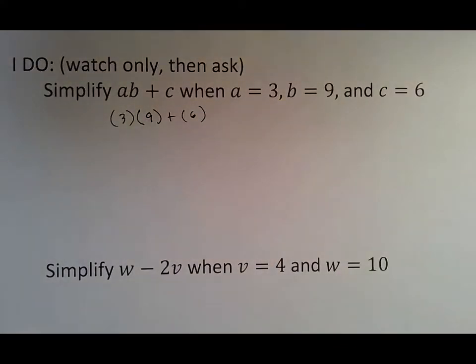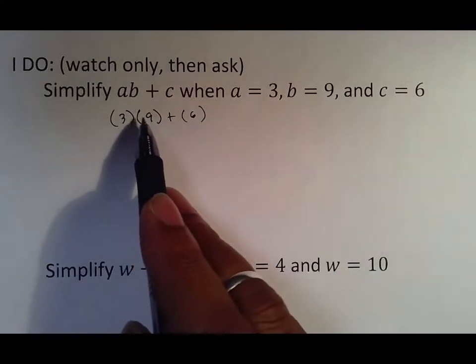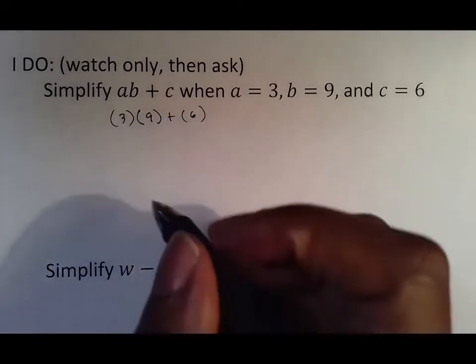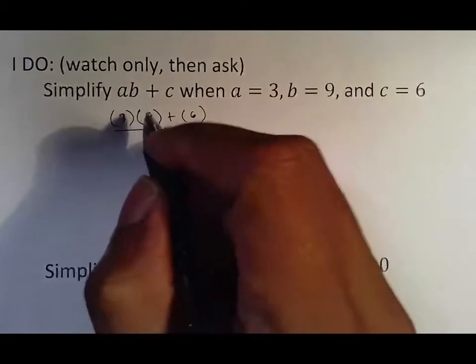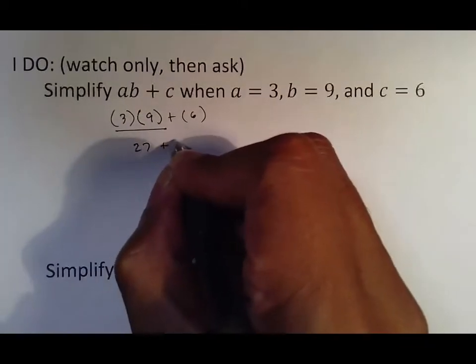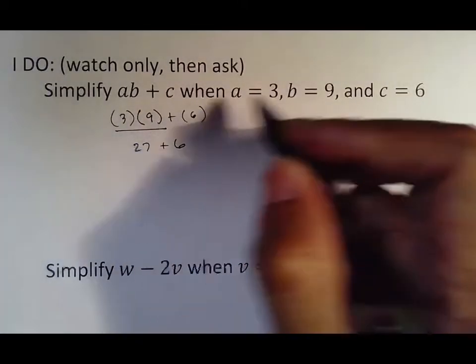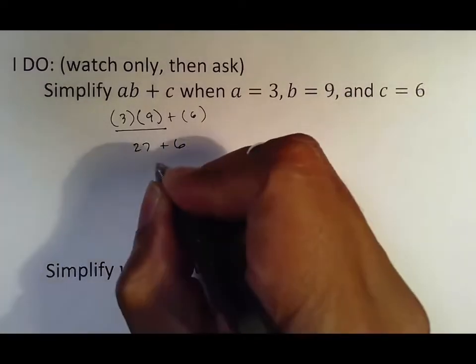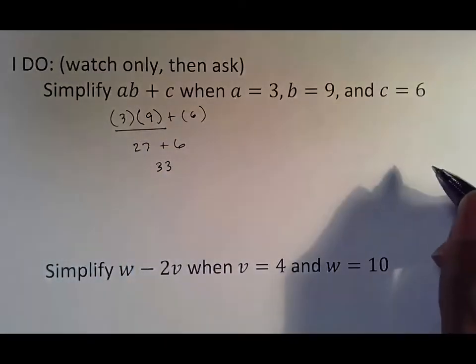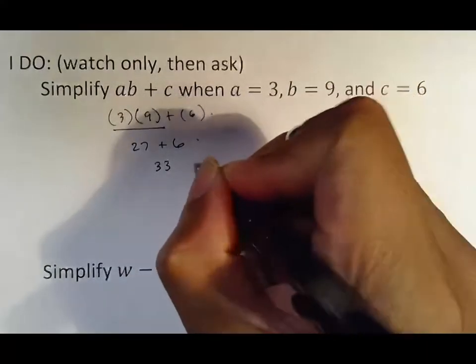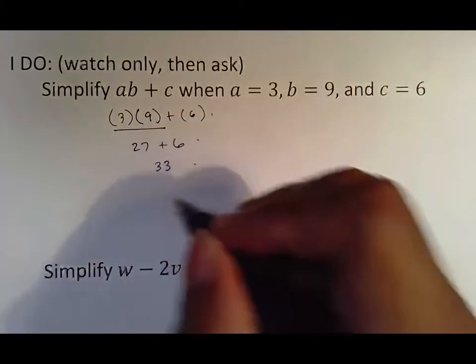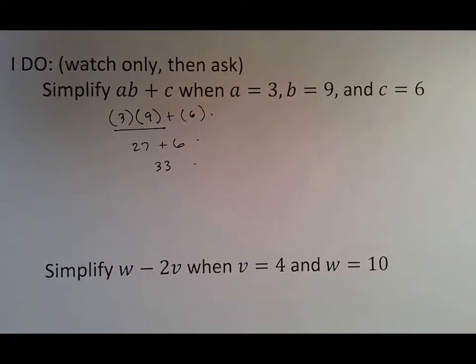Now what I have is my problem, but notice this is multiplication, that is addition. Well, which one's stronger, multiplication or addition? It is the multiplication. 3 times 9 is 27. Bring down your plus 6 because remember nothing's going on there. And then 27 plus 6 is 33. Don't forget this will be worth 3 points, your substitution step, and then the work that goes with it.